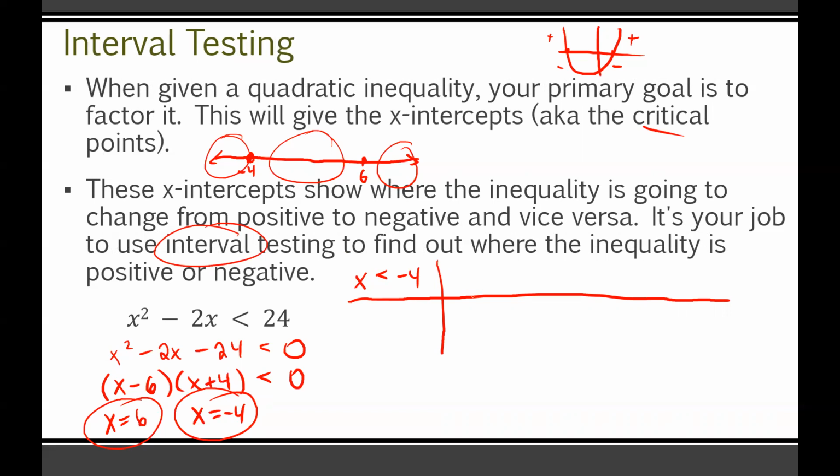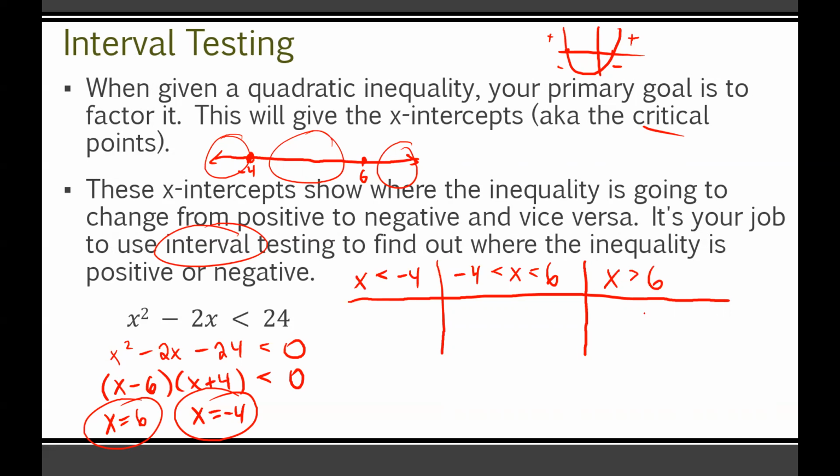The next interval I'd have is between my two critical points, so between -4 and +6. So x is greater than -4, but less than 6. So it's in between those two. That's another interval we want to check. The final interval we want to check is where x is greater than our biggest x-intercept. So in other words, where x is greater than 6.